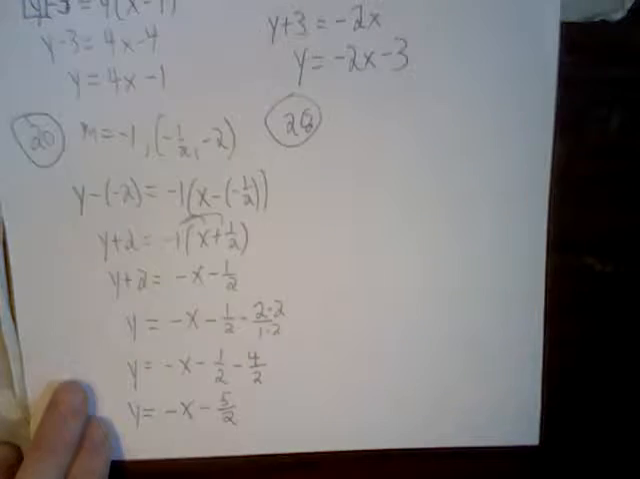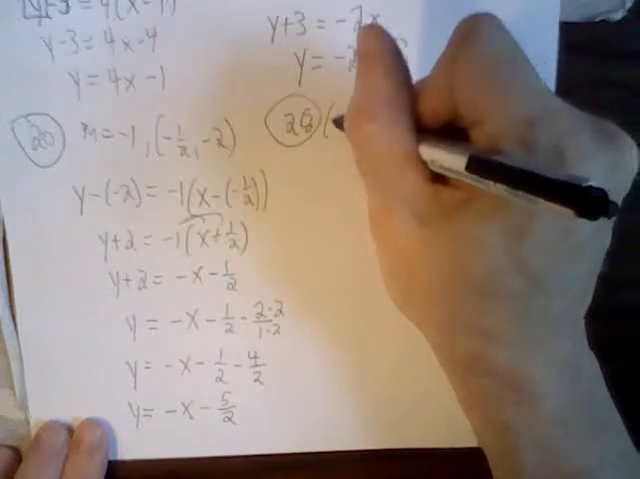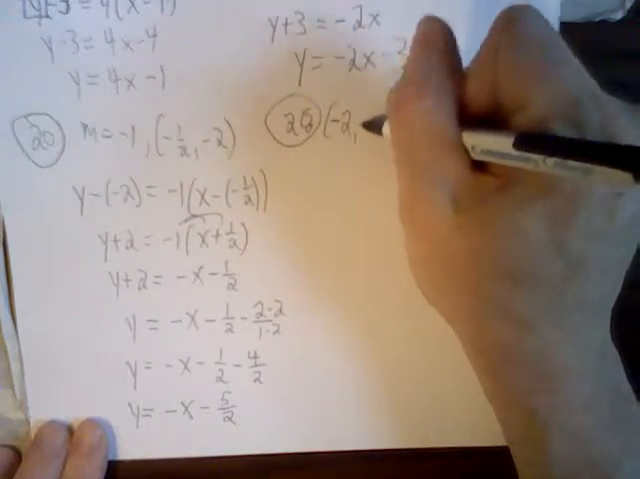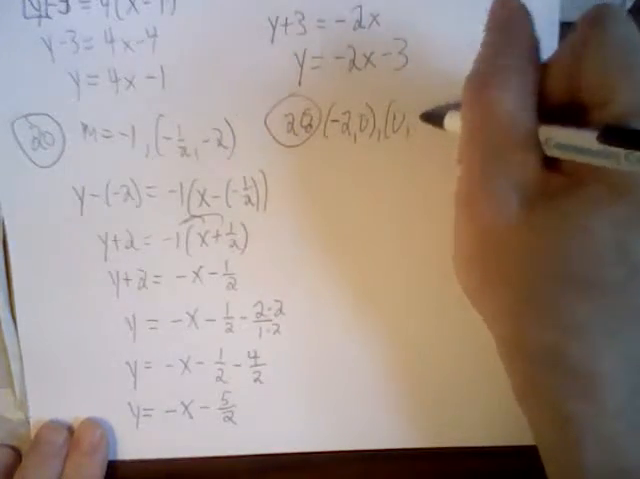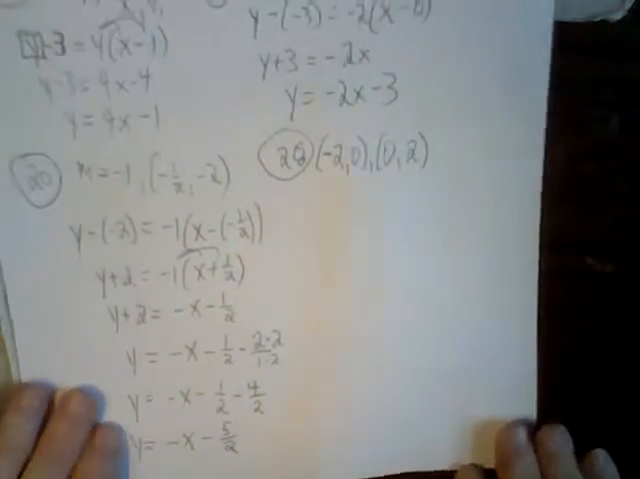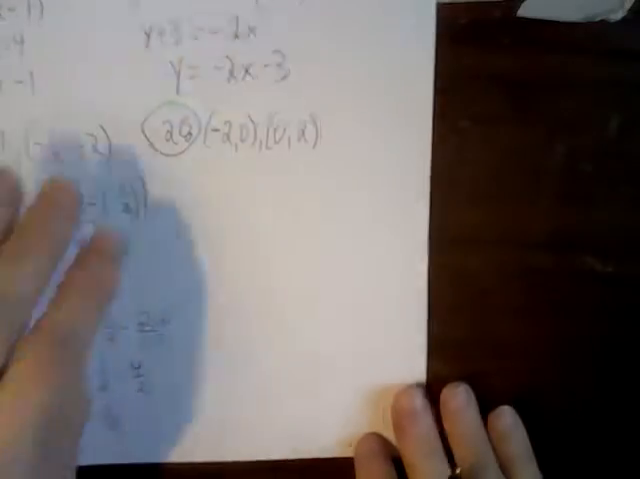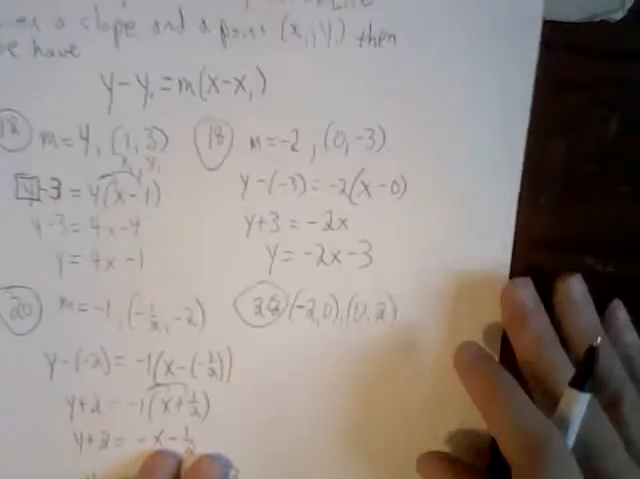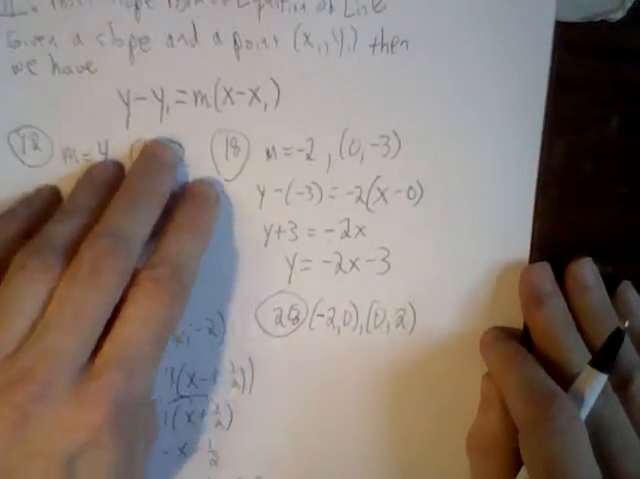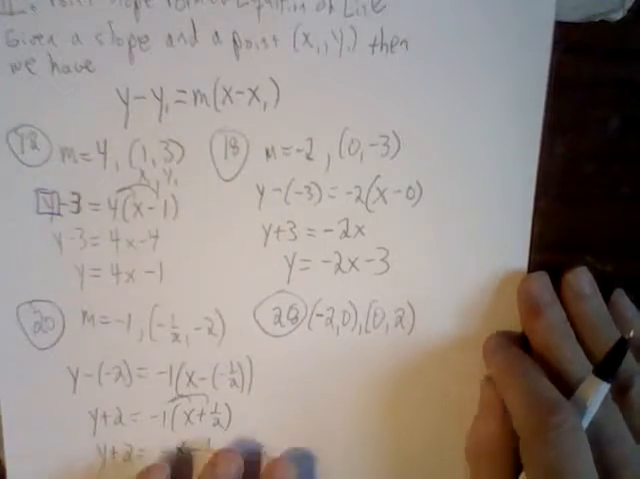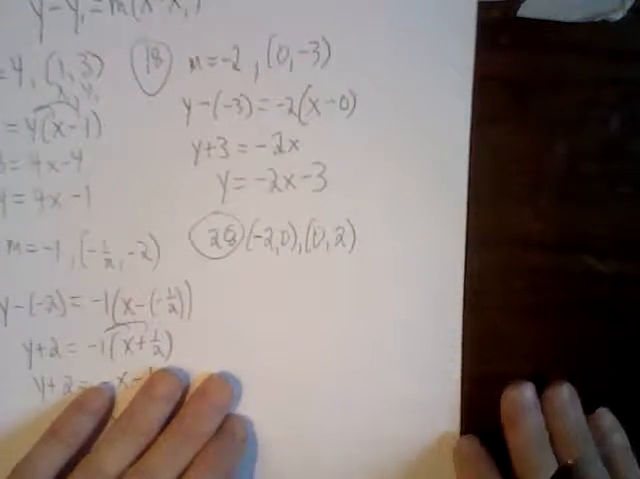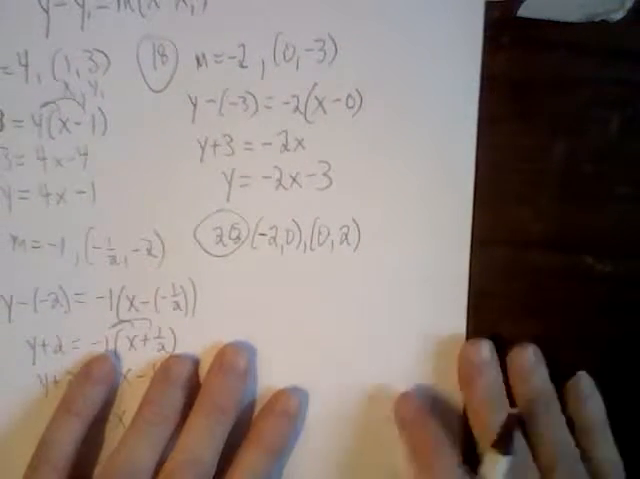We got a couple more. So the fun continues. We have the points negative 2, 0, and 0, 2. This time it's a little bit different. You have to do some thinking, right? For the point slope form, I need a point and a slope. Here I have 2 points, so I have more than what I need. How am I going to get the slope is always the question.